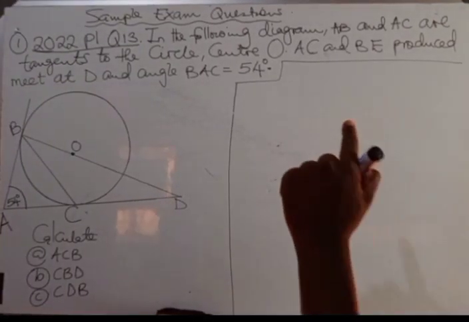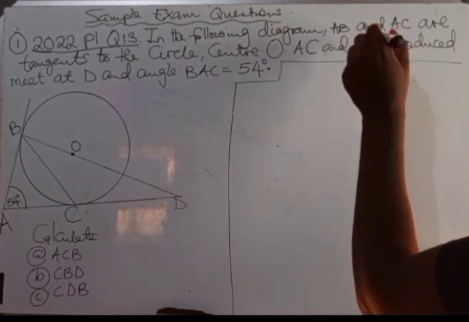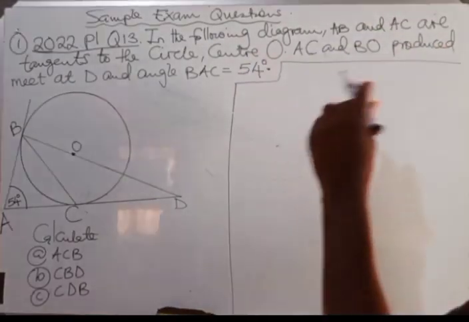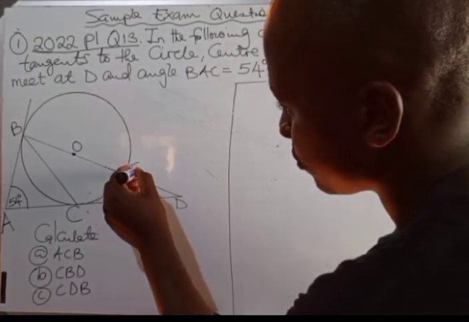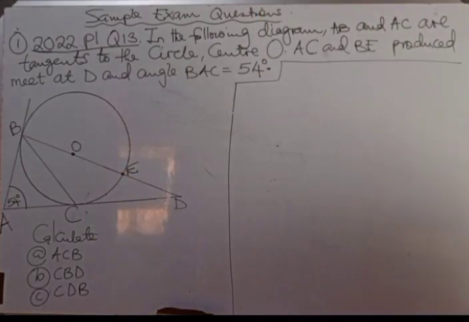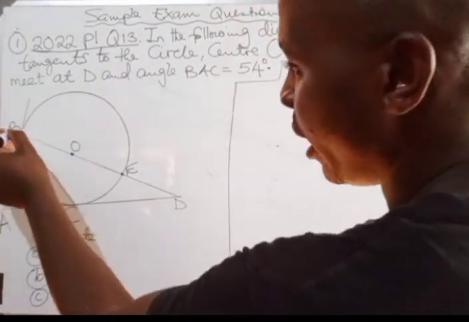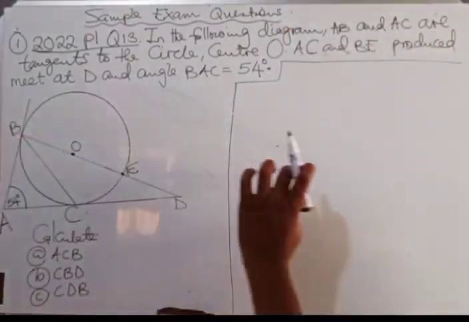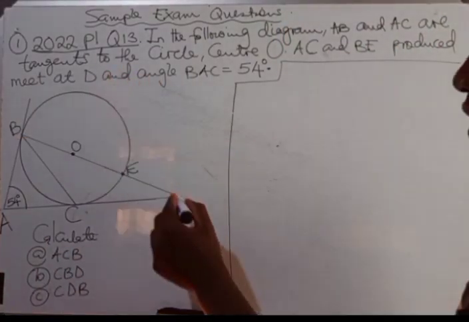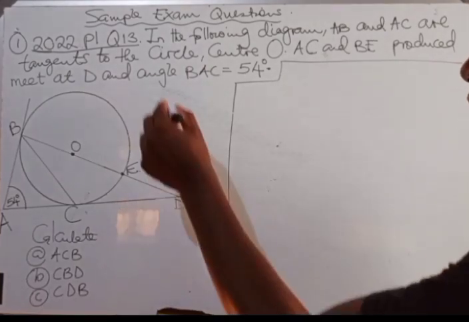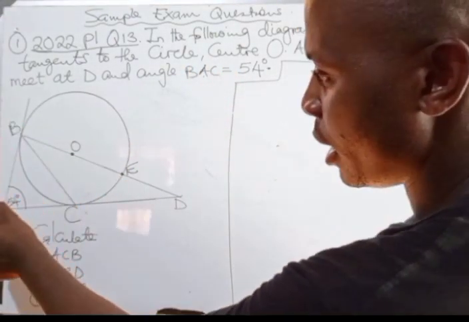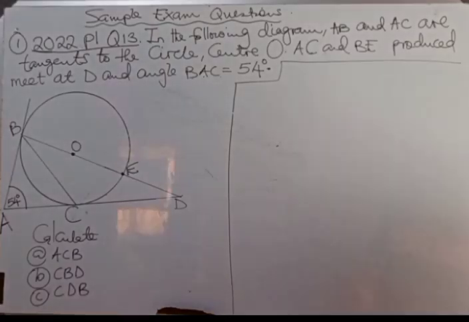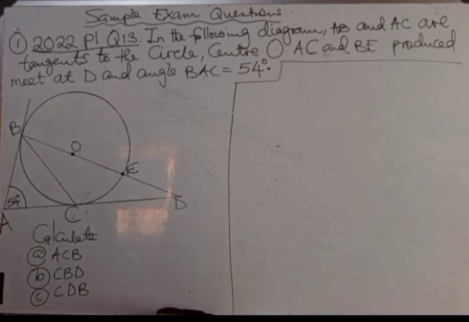So there must be a correction there, not BE but BO. So, it must be BE. It means that there is E at this point. So AC and BE produced, they meet at D, and angle BAC is equal to 54. The question is, calculate ACB.